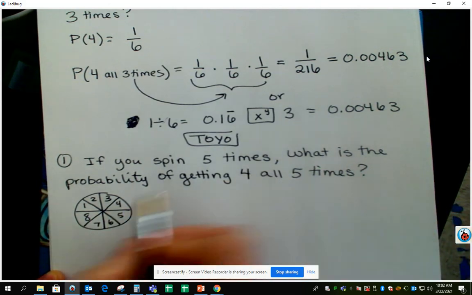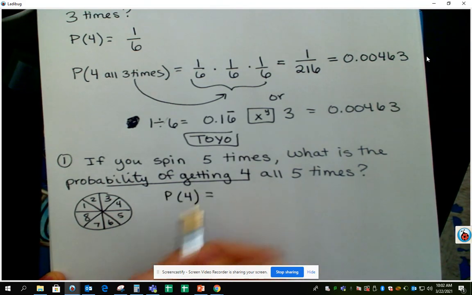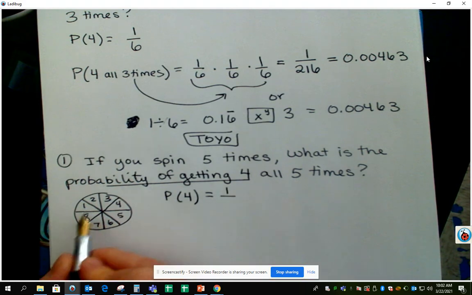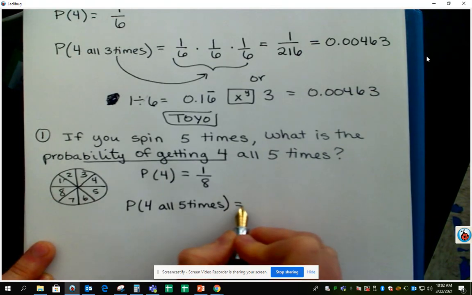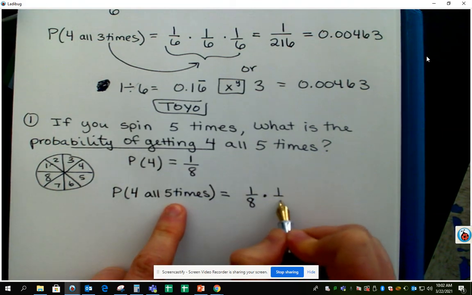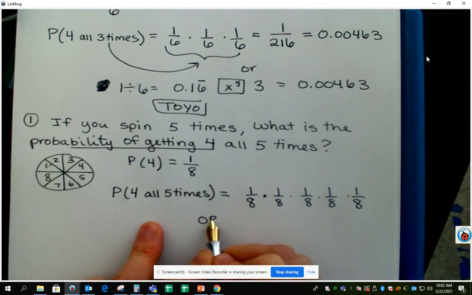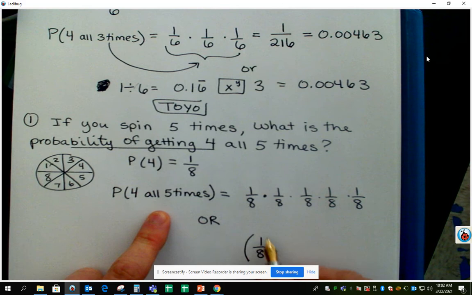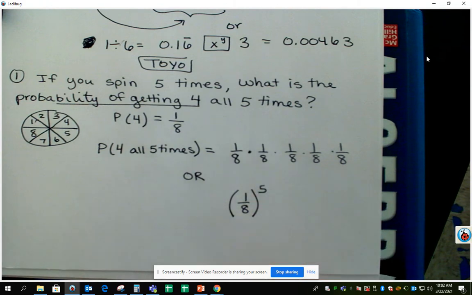Okay, so we want to know the probability of getting 4. Let's start with that. Probability of 4. There's only one 4, but there are 8 possible outcomes. So 1 in 8. And then the probability of 4 all 5 times. You could think of it 2 different ways. You can do your probability of 4 times itself 5 times, or you could think probability of 4 to the 5th power. These mean the same thing. We're just writing it out.